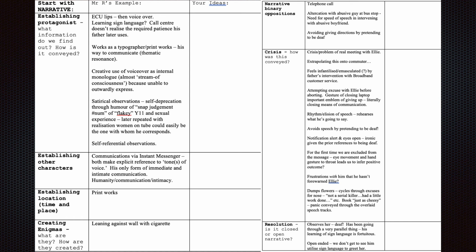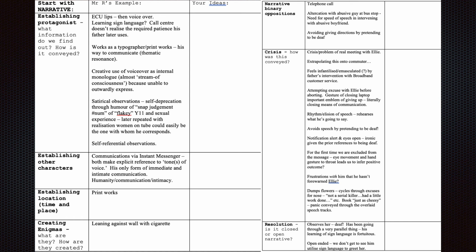He might be enigmatic in leaning against the wall with his cigarette. The Printworks is established as a location. Narrative binary oppositions: the telephone call is the immediate crisis point straight away at the very opening of the film.